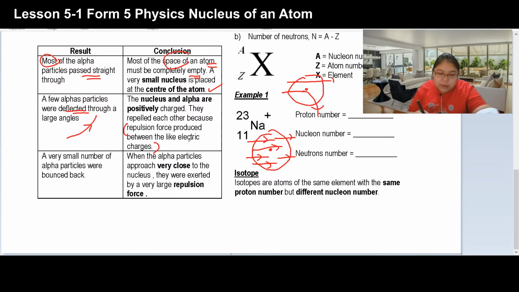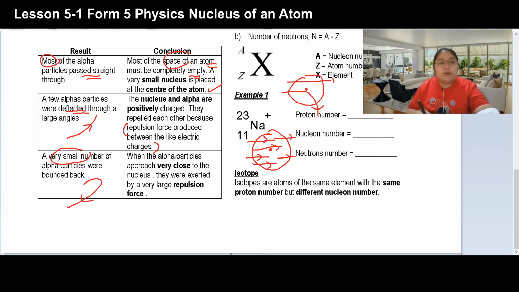So the result is alpha getting closer to the nucleus. Then what do we prove? We prove that inside the nucleus there is positive charge. That's why they will repel. The last one, a very small number, alpha bounces back. Bounces back means totally comes back. So totally coming back means the repulsive force is very strong. How come the repulsion becomes very strong? When you are very close to the nucleus. So that's why they will repel straight back.